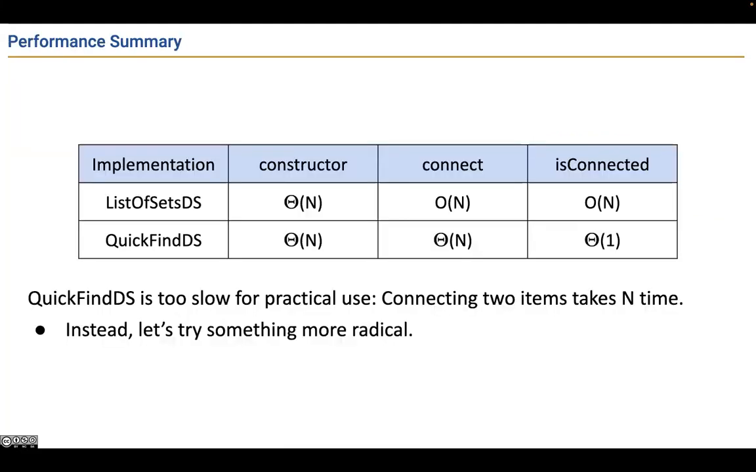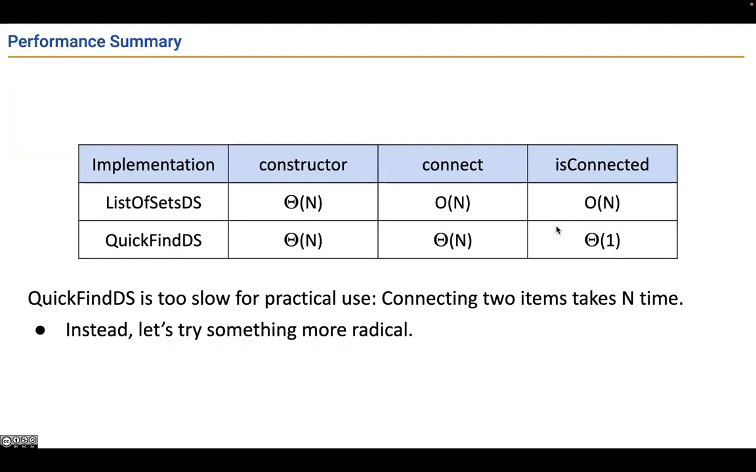Okay, back to our picture. We had list of sets DS. That was one of our plans for showing people the disjoint sets show, and that one had slow runtime. Connect was theta of 1, but is connected was big O of n, sorry, I had to scan. Quick find DS, the one we just built with the arrays where everyone has a team number, had a very fast is connected operation, theta of 1. But the connect operation required going through the entire array, and that was theta of n.